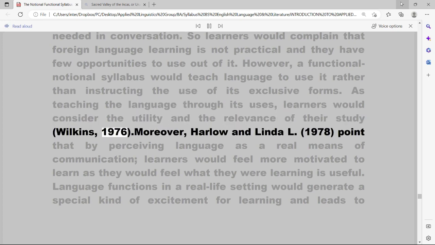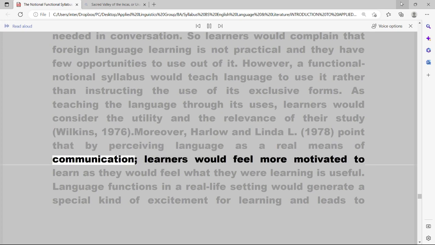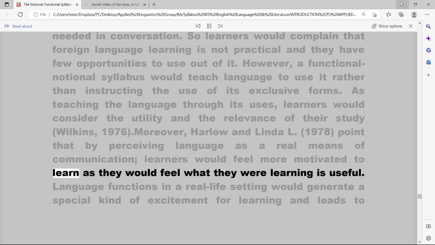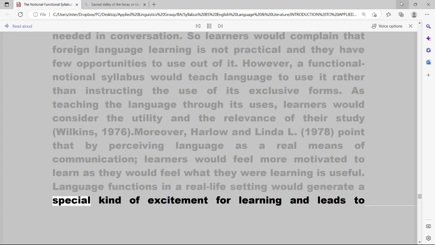Wilkins, 1976. Moreover, Harlow and Linda, 1978, point out that by perceiving language as a real means of communication, learners would feel more motivated to learn as they would feel that what they were learning is useful. Language functions in a real-life setting would generate a special kind of excitement for learning and lead to productive learning.